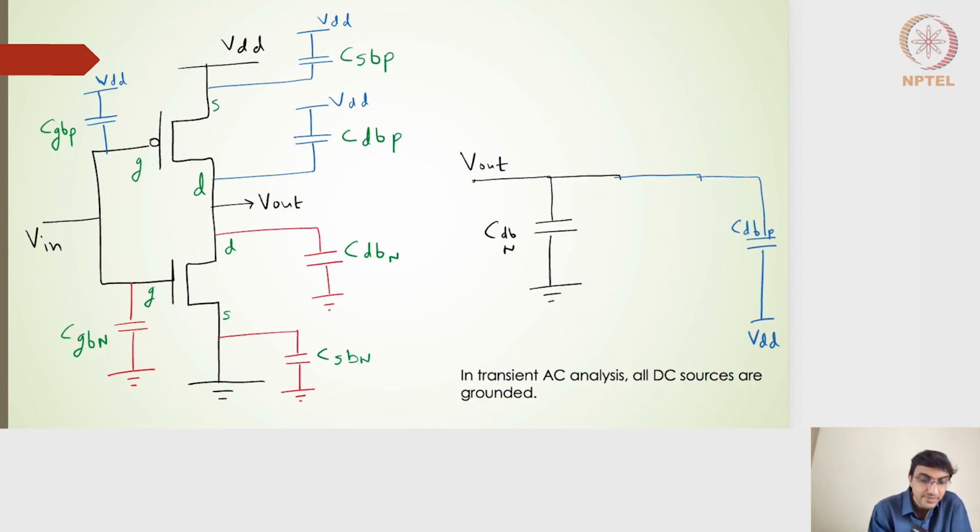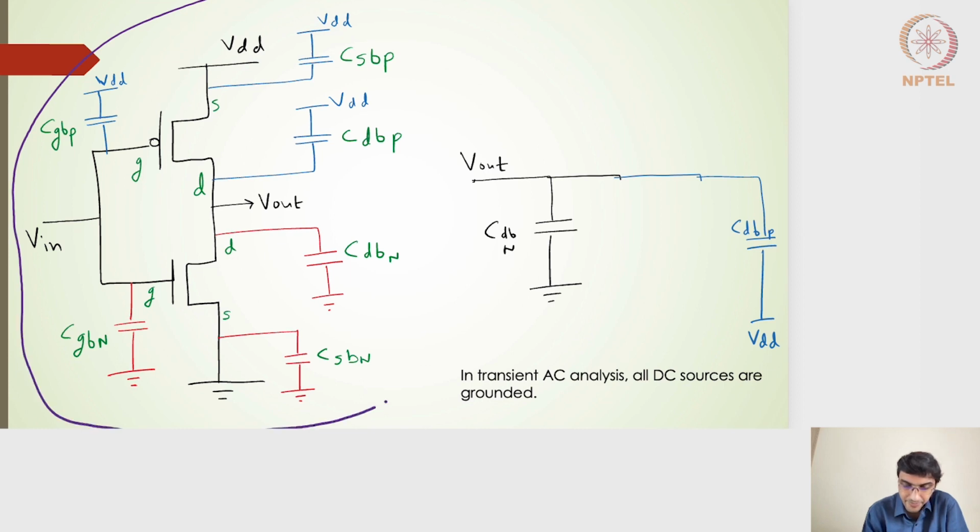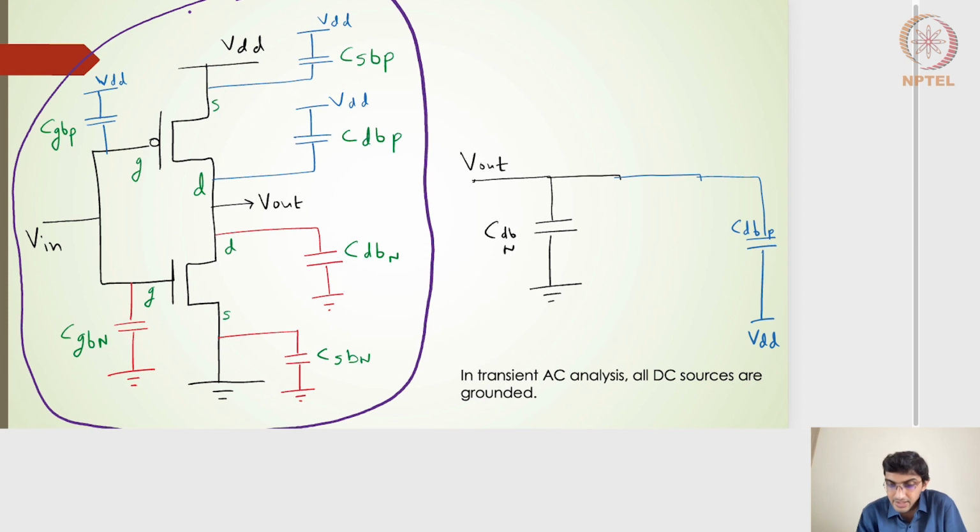So moving ahead, I've drawn here a portion of the circuit taken from the previous slide. On the right hand side, I've drawn two capacitances. Let's have a closer look at it. The CDN here at the output side. So this is my output.